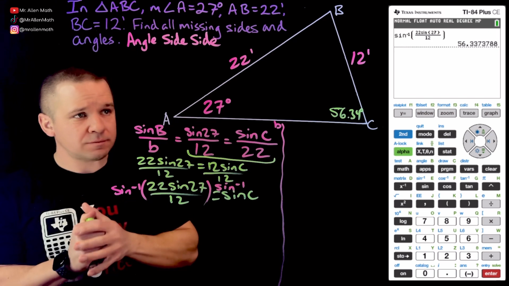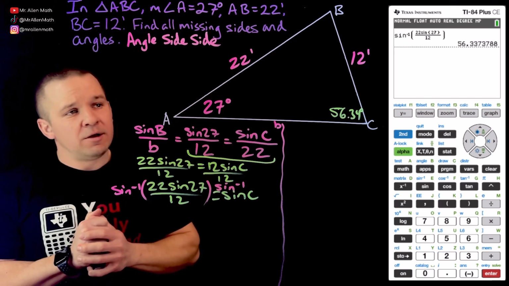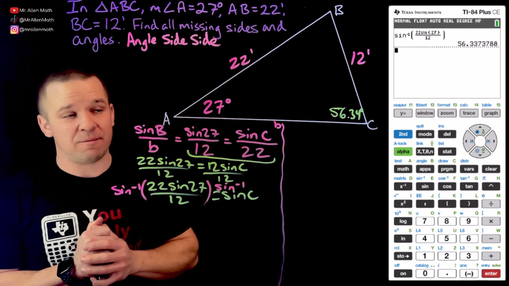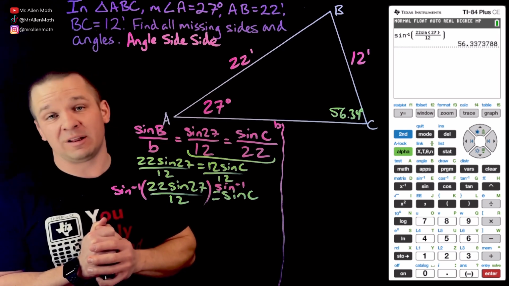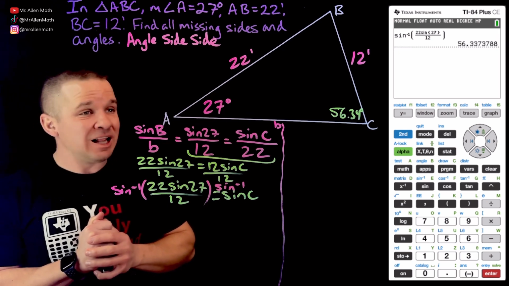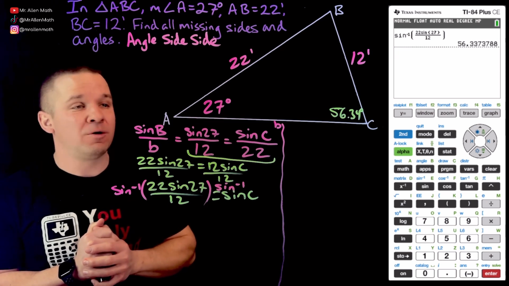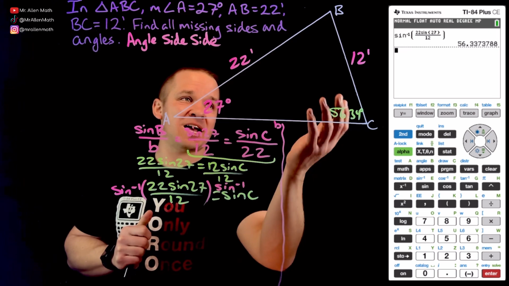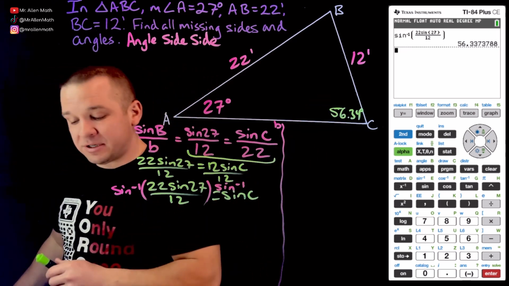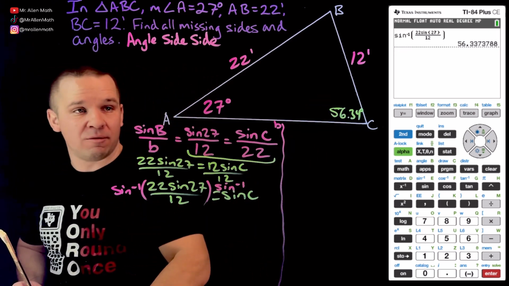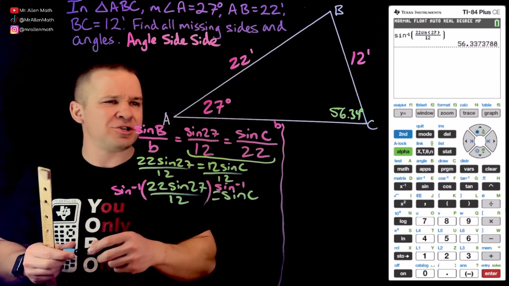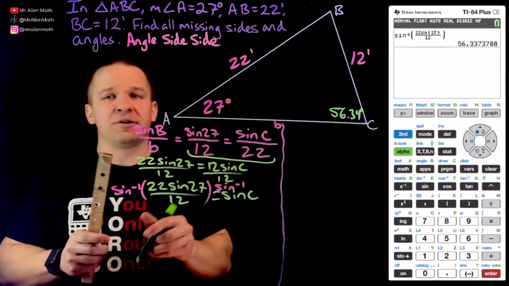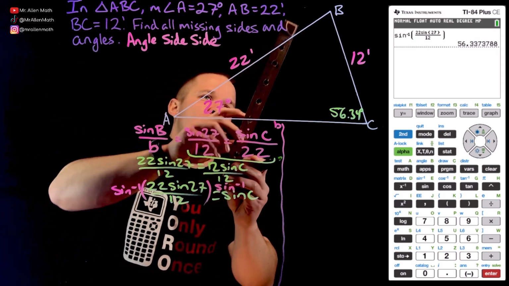Now here's the thing: there is the potential for a second triangle to exist. You can either check for it now or check for it later. It's up to you. I like to check for it now, because I might forget later. It involves this angle here. So there's a potential for a second triangle to exist, and I'll show you why.